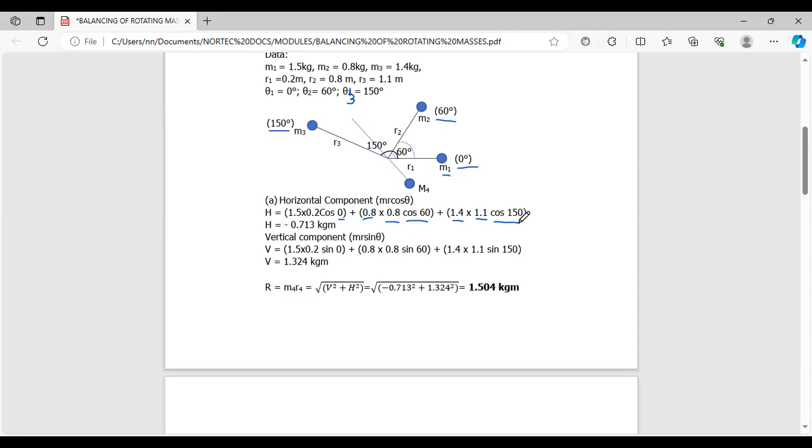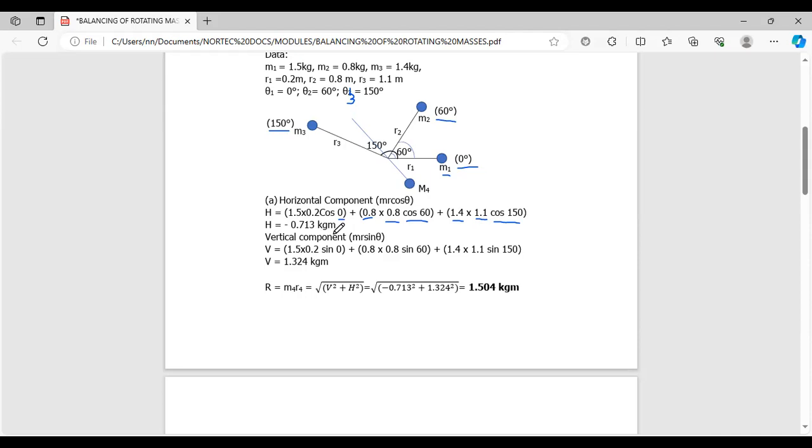Having done that, we can combine them and get our horizontal component, which in this case comes out to be 0.713 kg meter. We're multiplying the mass by the radius. The SI unit for mass is kilograms, and the SI unit for radius is meter. That's how come we have the kg meter.